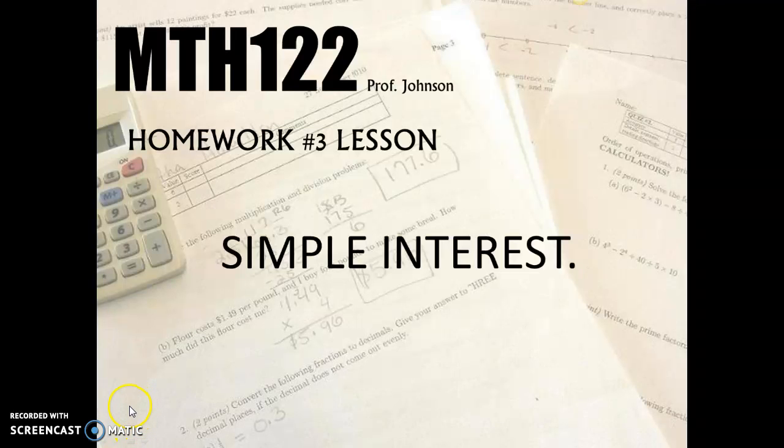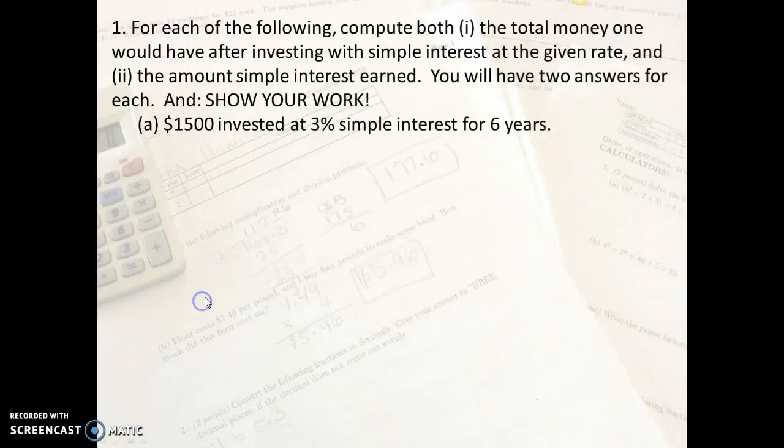Math 122, we're looking at week number 3's homework about simple interest. Let's check out some of the problems and figure out how we're going to approach these. Number 1, I'm giving you $1,500. I'm giving you 3% simple interest, and I'm telling you 6 years. You need to tell me the total money and the total interest earned.